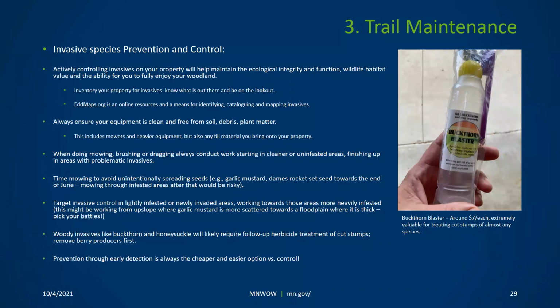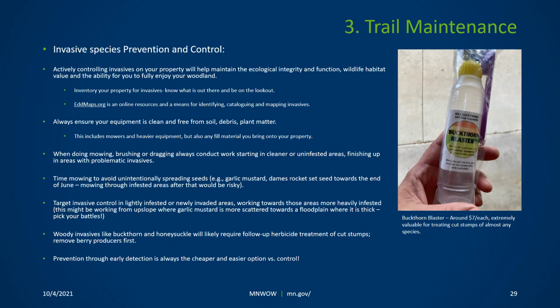And then just a few notes on control. Target control in the lighter infested areas and work towards those more heavily infested areas. You're going to make progress. Working in sensitive areas to keep those clean is a good idea. A lot of times floodplains are constantly getting their seed bank replenished. I would say, pick your battles. If you're working in the floodplain, you might not be in the right spot if you've got similar invasive species above you in the watershed that are going to keep flushing down.